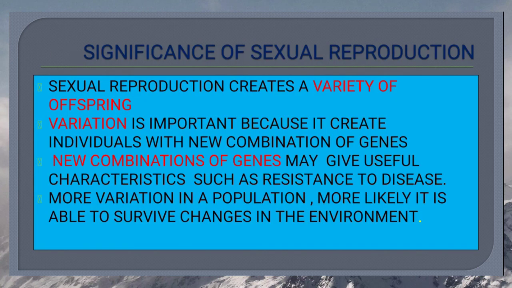Now coming to significance of sexual reproduction. Sexual reproduction creates a variety of offsprings. Variation is important because it creates individuals with new combinations of genes. New combinations of genes may give useful characteristics such as resistance to disease. The more variation in a population, the more likely it is able to survive changes in the environment.